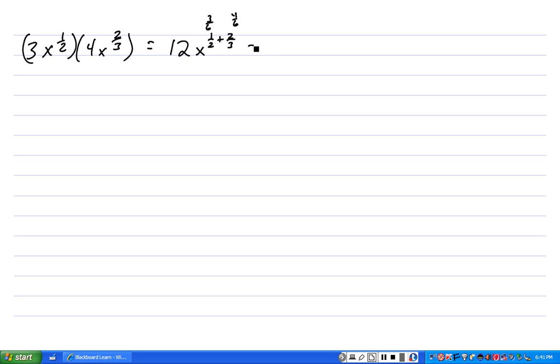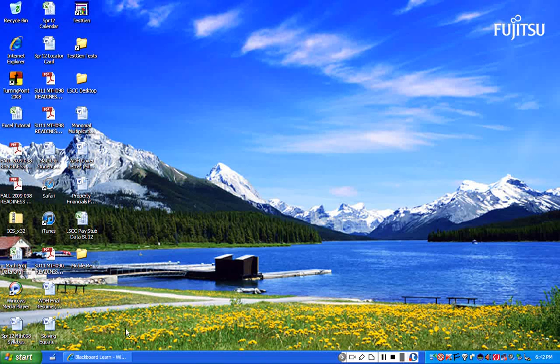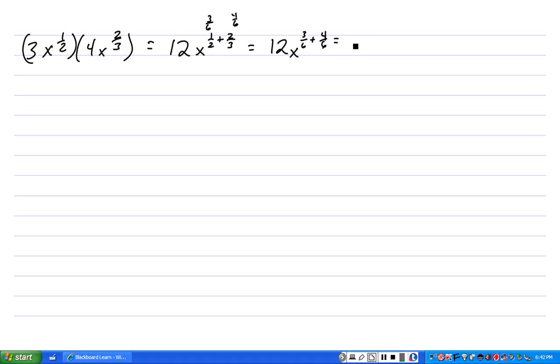So you end up with 12x to the 3 over 6 plus 4 over 6, which gives you 12x to the 7/6. That's like saying 12 times the 6th root of x to the 7th, because 7 is your exponent and 6 is your root after you simplify. So there would be your answer there.